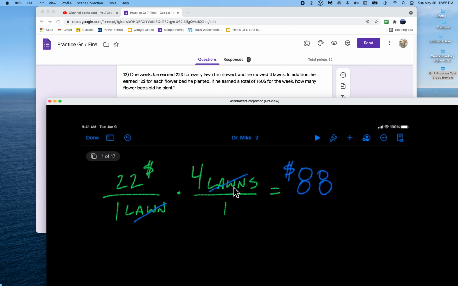Again, the importance of using units to figure out what goes where and then canceling them. The reason why we can cancel lawns is because 1 is above and 1 is below, and there's multiplication going on. Okay, now in addition, he earned $12 for each flower bed he planted. Okay, so here we go. $12 for each 1 flower bed.